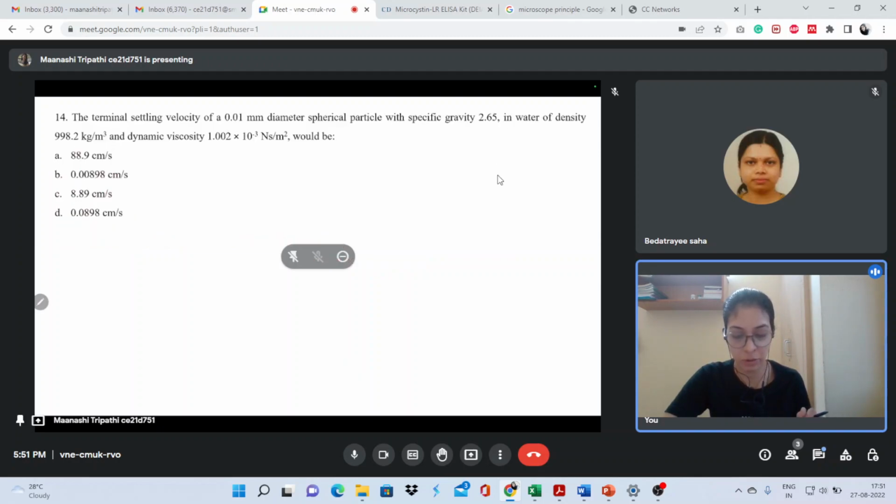So this is question number 14. The terminal settling velocity of this particle. What is the particle size? 0.01 mm. Specific gravity 2.65.